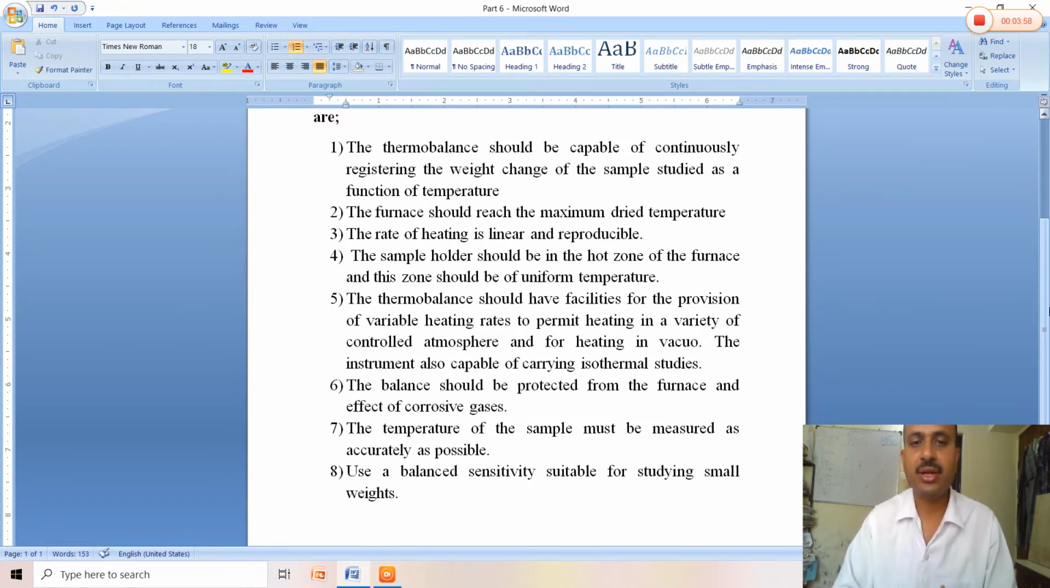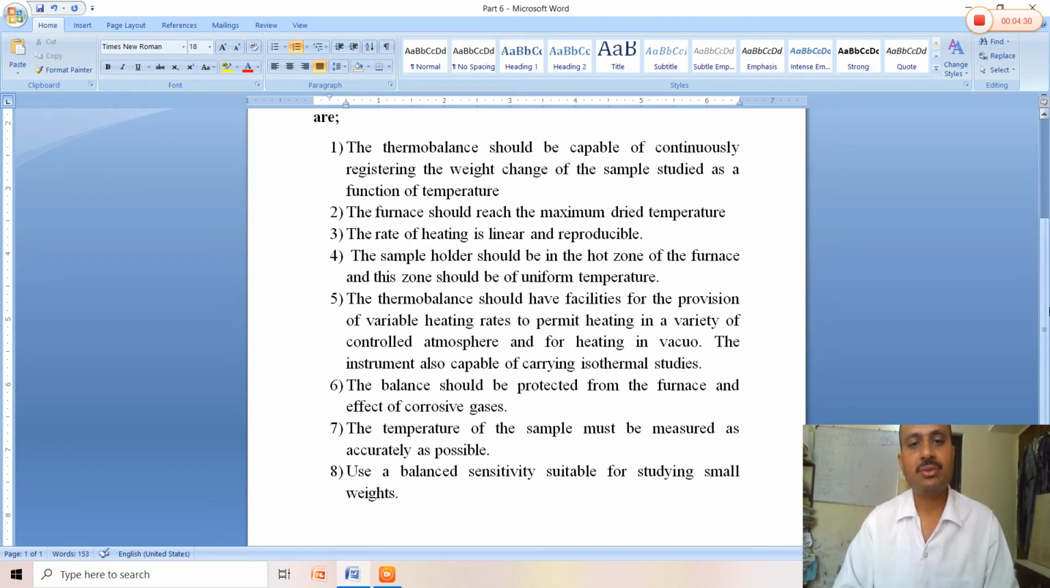So the thermobalance should have the facilities for the provision of variable heating rates. Variable heating rates should be given to the thermobalance, and that facility should be provided. And again, the instrument has the ability to give results in isothermal conditions also. So the thermobalance should handle such dynamic conditions.